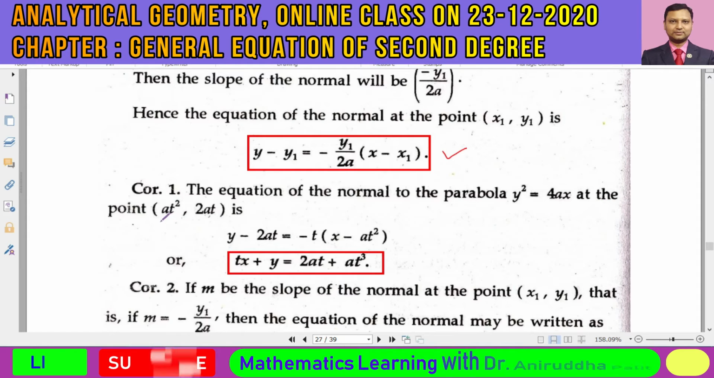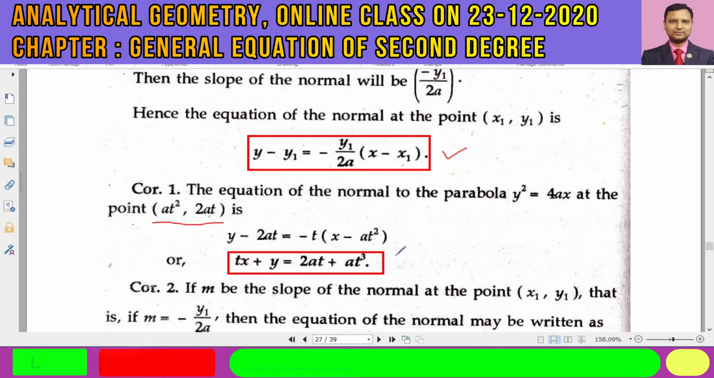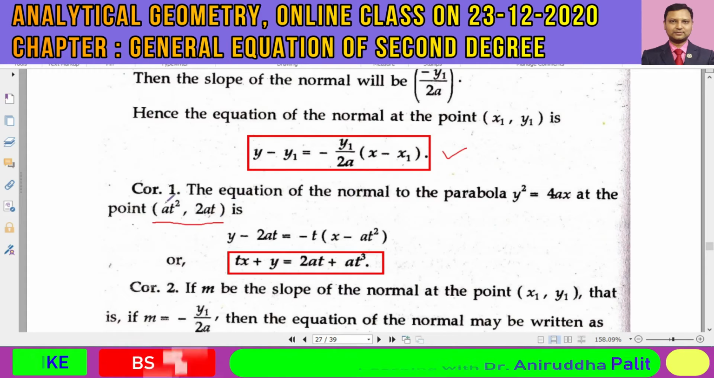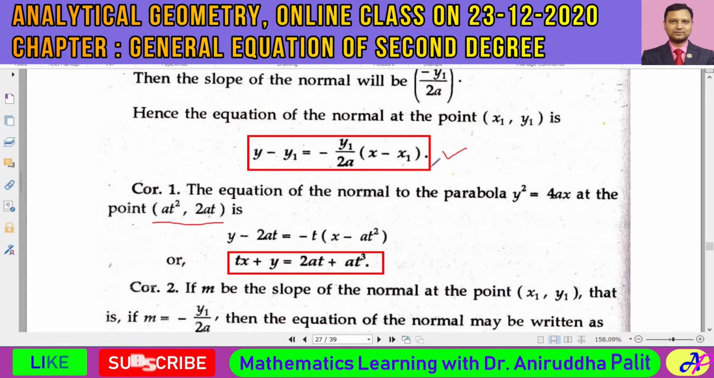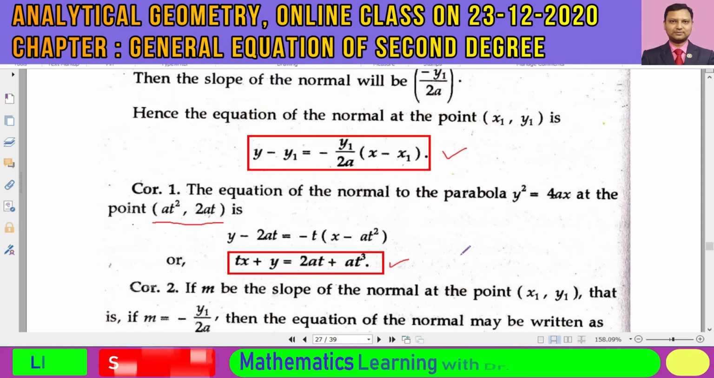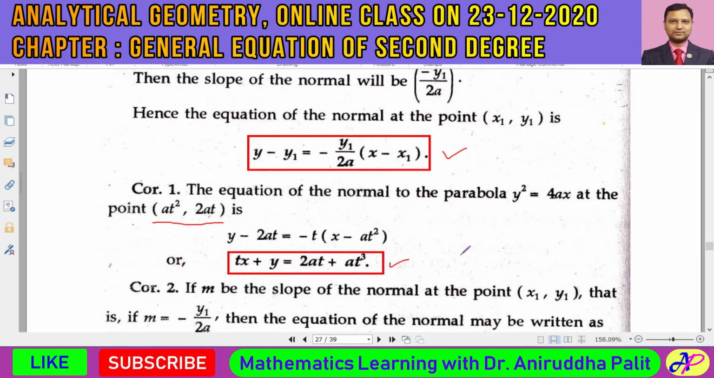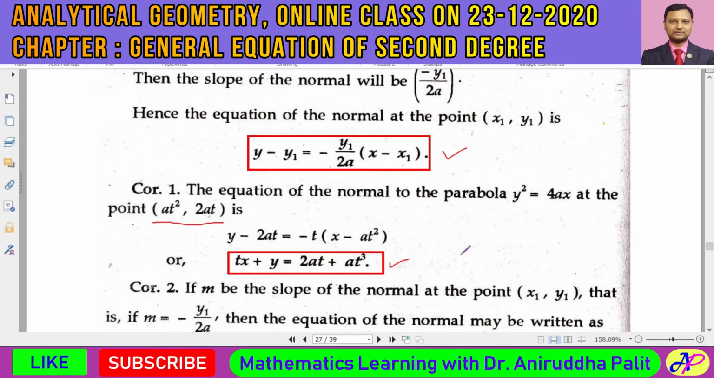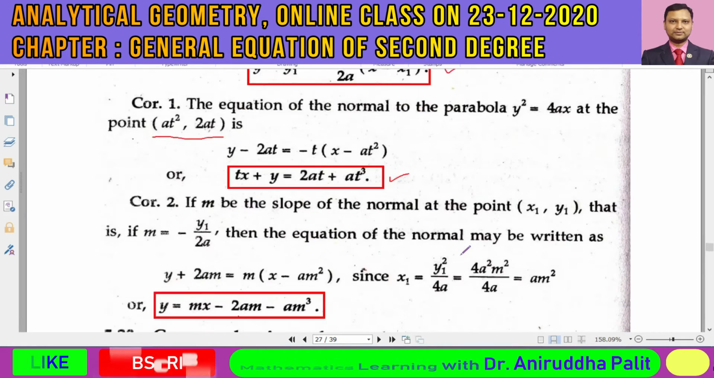So over here, if we have this kind of point (at², 2at), in that case, after putting y1 is equal to 2at and x1 is equal to at², you can deduce the equation of tangent in this fashion. This is also a formula. If possible, you can directly use this formula in exam.